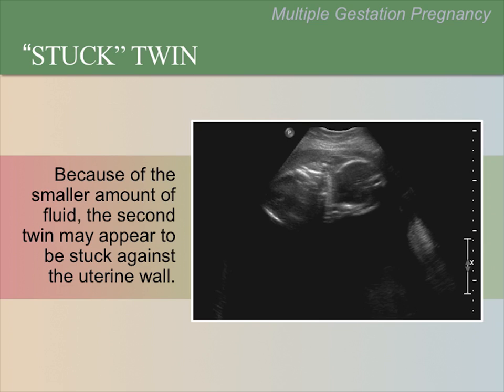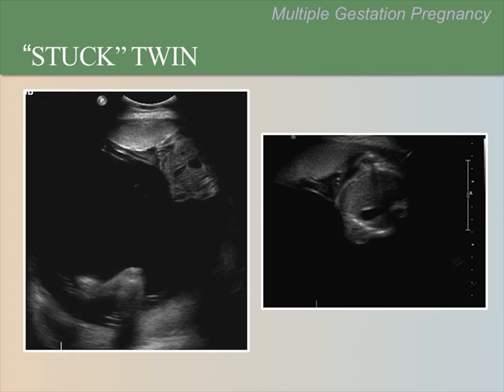In this image, from a case of twin-to-twin transfusion, the smaller twin has no amniotic fluid, so it appears stuck along the anterior wall of the uterus. Here we have labeled the fetus's head and body to make it clearer. Beneath the twin, the anechoic fluid is actually amniotic fluid surrounding the larger twin. This is another example of a stuck twin from a case of twin-to-twin transfusion.